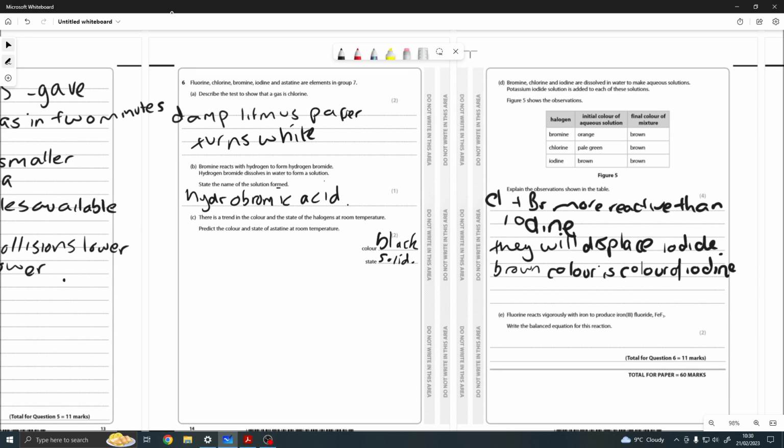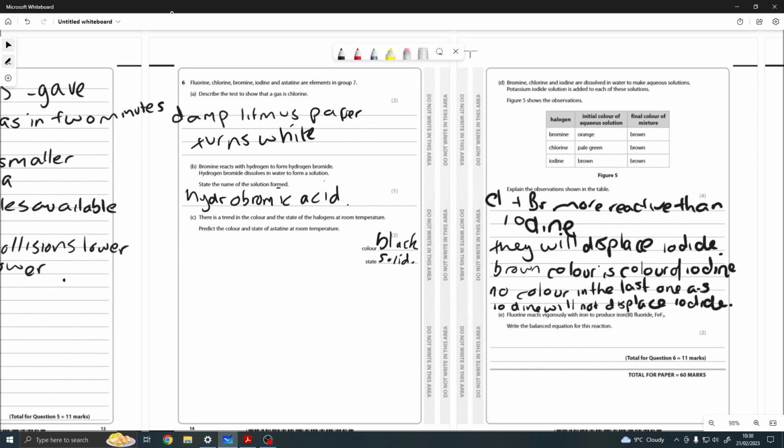No colour change in the last one, as iodine will not displace iodide. What would be the point? You'll end up with the same thing. Iodine will not displace iodide.